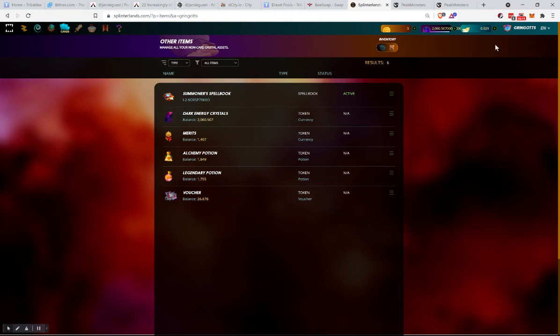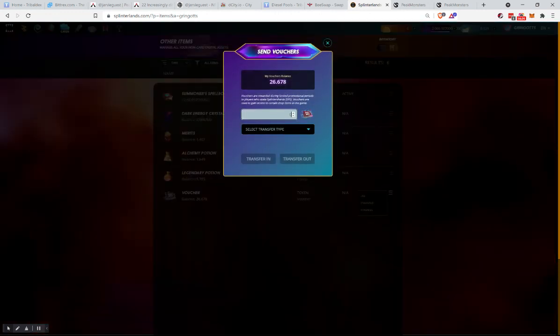We need to transfer this to Jarvie Guest. Jarvie Guest is supposed to be doing this stuff. Yeah, but Jarvie Guest doesn't have any vouchers yet. Well, let's do it. Let's transfer one to Jarvie Guest. Okay. So we're going to transfer it to Jarvie Guest. Transfer out. Now we're done with Gringotts.